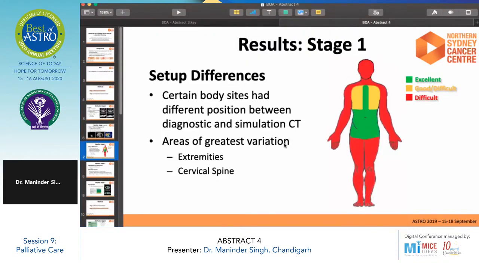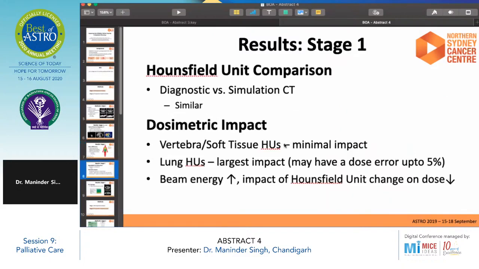Next step was to replicate the patient's diagnostic CT position. Lesions situated in the pelvis, abdomen, thoracic, and lumbar spine were easiest to replicate. For chest lesions, reproducibility was dependent on the patient's arm position. Areas such as cervical spine and extremities were excluded. This was because, for example, with the cervical spine, replication of neck flexion and extension was too challenging.